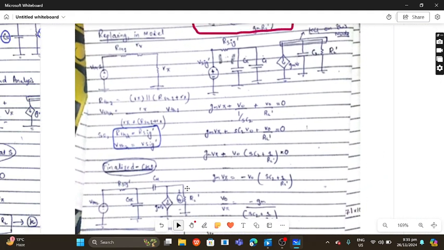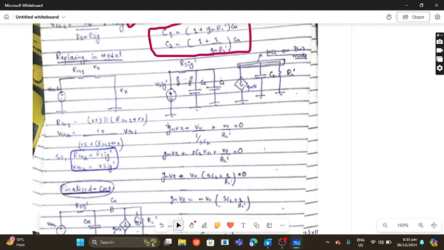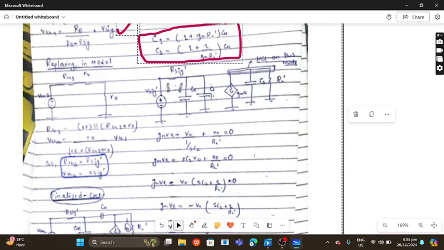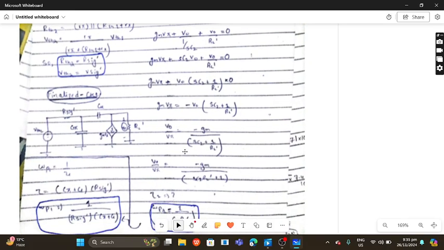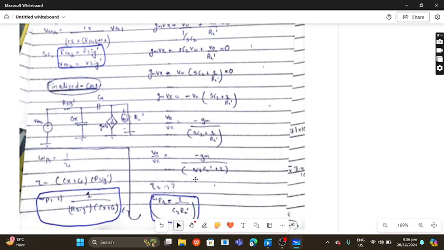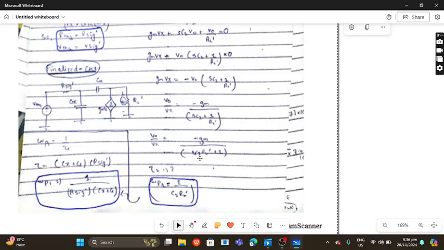Now after finding C1 and C2, you will use this model. Add a capacitor here and add a capacitor here. Apply KCL here, and you get this equation. But don't forget to apply Laplace on the capacitor. You have to find V naught by V pi. So your first pole is 1 by SC1, or your first pole is this, SC1 RL pi.